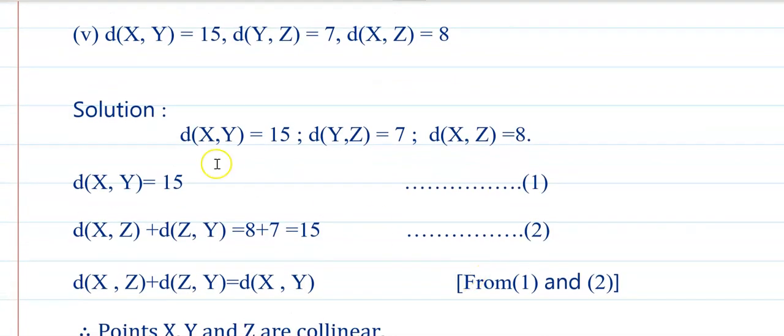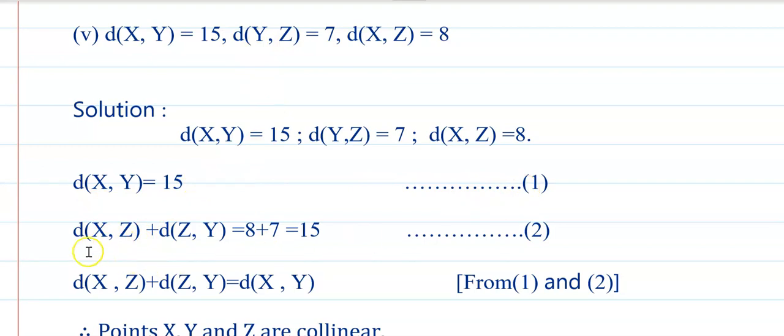Now the next is distance XY is equal to 15, distance YZ is equal to 7, distance XZ is equal to 8. Distance XY is equal to 15, this is 1. Again in this case, if we add 7 plus 8, that is equal to 15. That is X to Z and Z to Y. Z is common between these two. Therefore the distance XY is equal to 15.